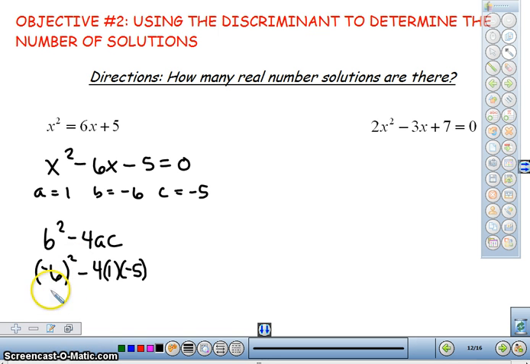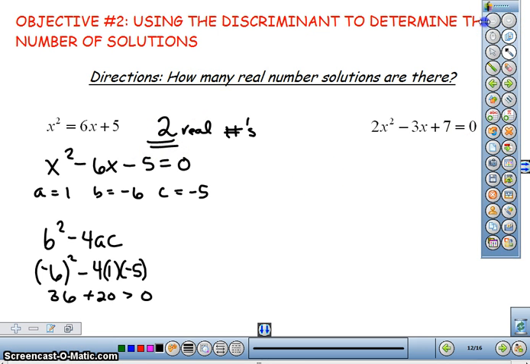Again, negative 6 squared gives us a positive 36. Negative 4 times 1 is negative 4, times negative 5 would be a plus 20. Since this solution happens to be greater than 0, our answer is how many real solutions? Two real number solutions. Okay? You're not asked to tell what they are, you're just asked how many. Okay? So be careful that you're reading that direction carefully.